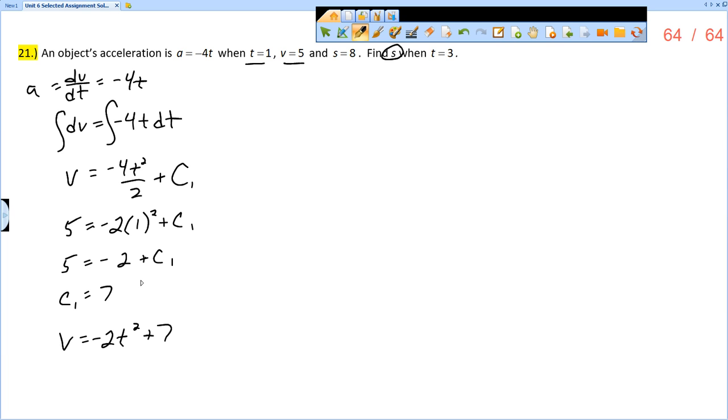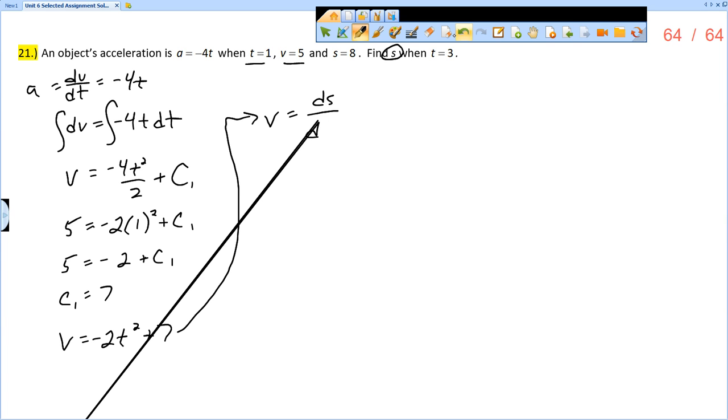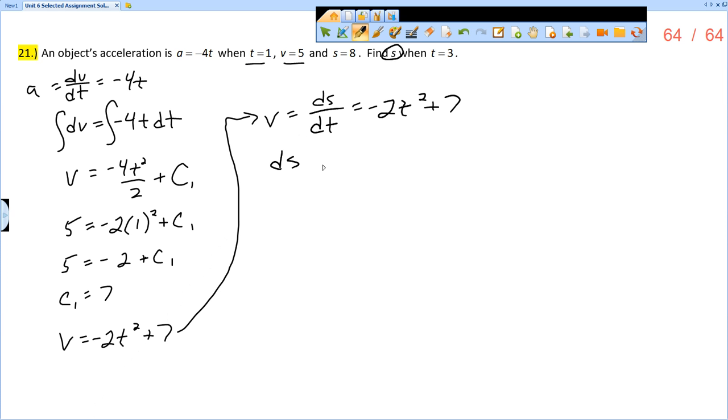All right, so now that's v, but remember, v is actually just the derivative of position, so ds/dt. All right, so ds/dt is negative 2t squared plus 7. And so now I want to separate those variables, the s and the t. And so I get negative 2t squared plus 7 dt. All right, so now once I've separated those differentials, I can integrate again. So the integral of ds is s plus c, of course, but I'll add the plus c on the right.